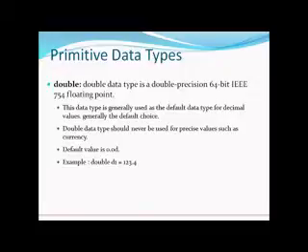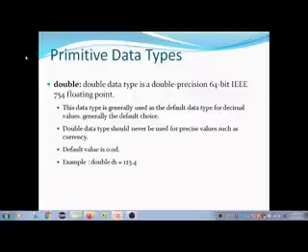Now in the floating point arena, we have another data type that is very often used in longer calculations. It is known as the double data type. A double data type is a double precision 64-bit IEEE 754 floating point. This data type is generally used as the default data type for decimal values, generally the default choice.